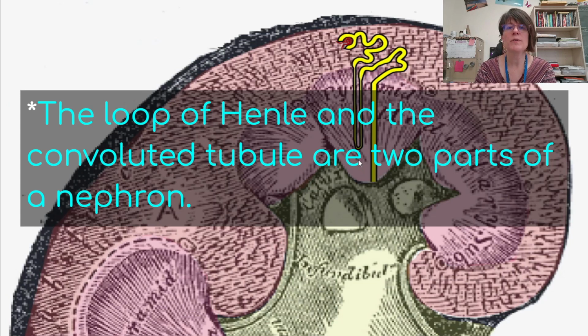But the loop of Henle right here and the convoluted tubule are two parts of the nephron. So these are the convoluted tubules up here. And they are the filtering part.